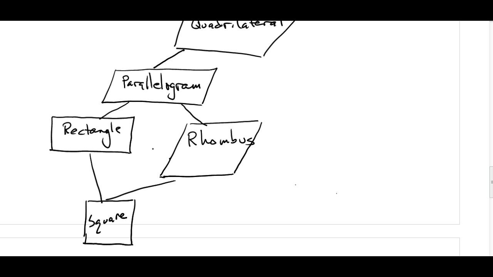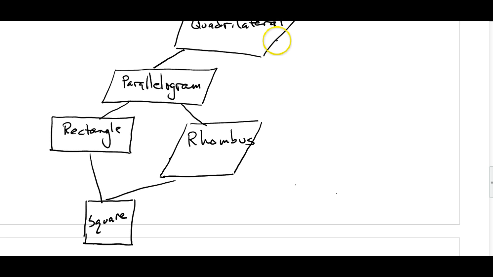So when you're doing the true-false questions, you want to think about where that figure is on the family tree and decide if it has the properties of what makes it that, so what makes it a square, and if it'll have all the properties of the figure above it.